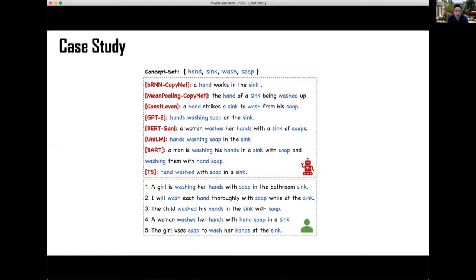Versus what humans wrote for the same set of concepts: "a girl is washing her hands with soap in the bathroom sink", or "I will wash each hand thoroughly with soap while at the sink", and "the child washes his hands in the sink with soap". So it's a little bit hard to really distinguish a human-written sentence from a sentence generated by BART or T5 in this particular example. So the first thing we notice is that the system works not bad, actually much better than I expected.